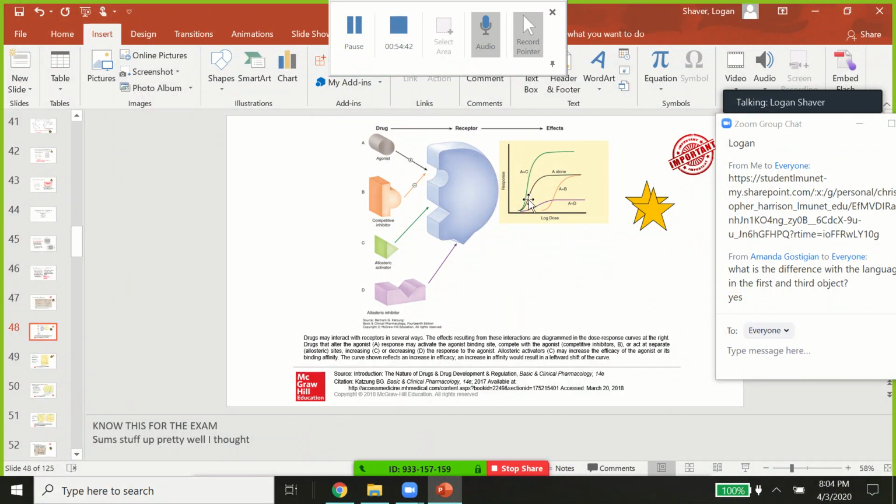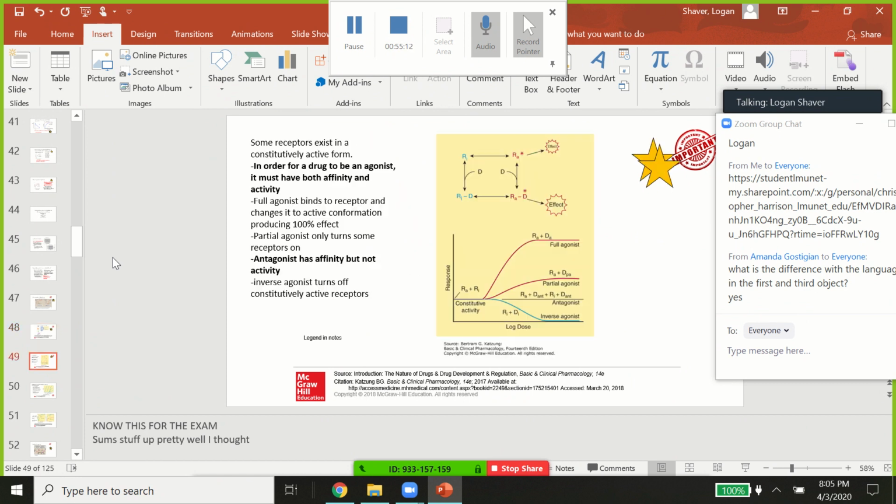Because what they'll do is give you an A alone type graph, and then they'll give you one that looks like A plus B, or one that looks like A plus C, and so on and so forth. And they'll ask you what kind of molecule it is that you added along with A. So, for instance, the answer for the A plus B, if it looks like that, would be a competitive inhibitor. So that was definitely a type of question you want to watch for on there.